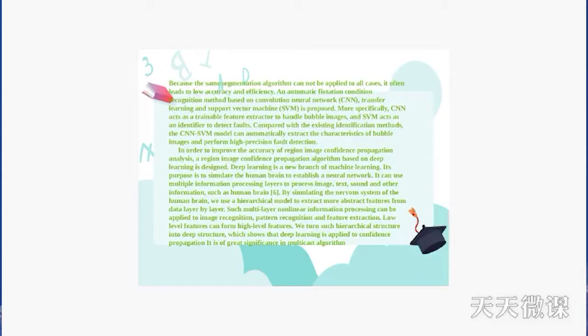By simulating the nervous system of the human brain, we use a hierarchical model to extract more abstract features from data layer by layer. Such multi-layer nonlinear information processing can be applied to image recognition, pattern recognition, and feature extraction. Low-level features can form high-level features. We call such hierarchical structure a deep structure, which shows that deep learning applied to confidence propagation is of great significance in multicast algorithm.